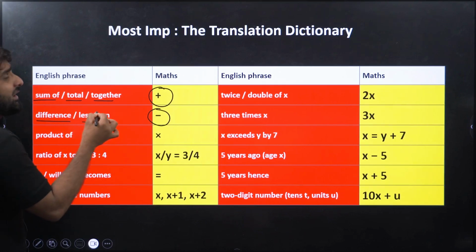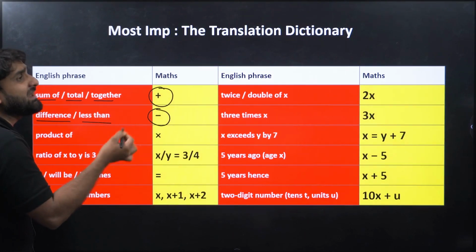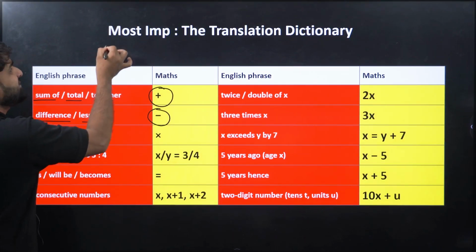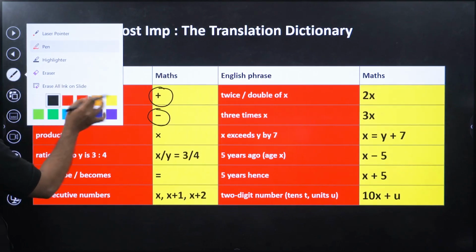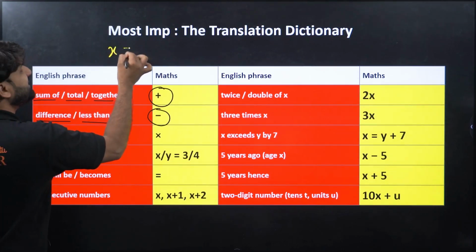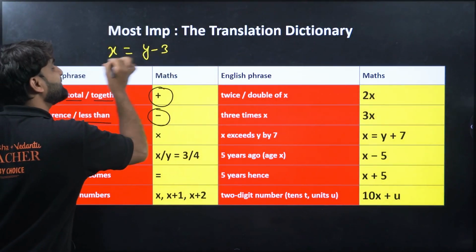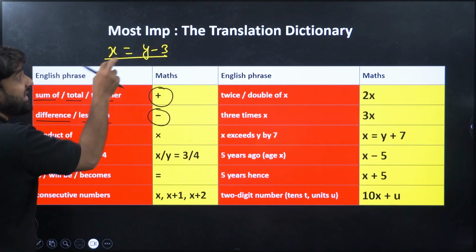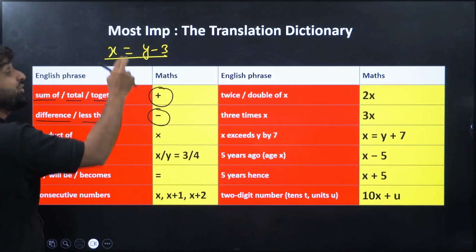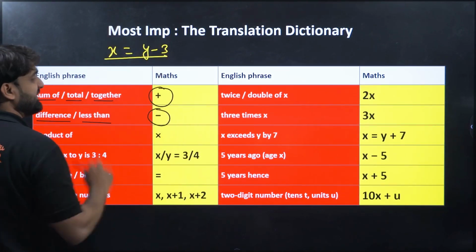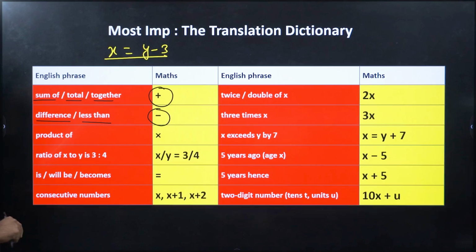For example, X is 3 less than Y. X is 3 less than Y, so Y minus 3. X is equal to Y minus 3. "Is" means equal. 3 less than Y, so Y minus 3. We are using minus because "less than" is there.